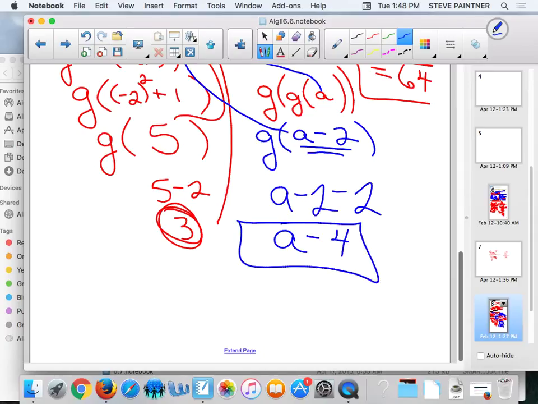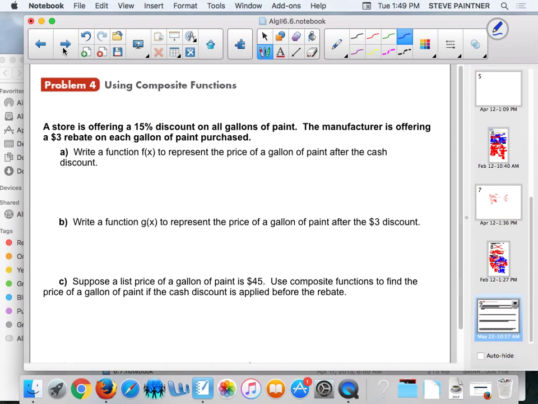That's the answer. Those get kind of weird when they tell you to stick a variable in for a variable. I get it. That looks weird. But the whole thing worked out kind of weird. Okay? Now, where do we use this stuff? We use it right here. Story problem, let's use it.